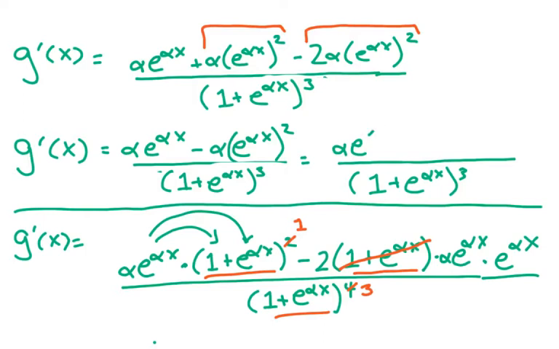Factor out alpha e to the alpha x, and that will leave a 1 minus e to the alpha x. You multiply that back, and that all looks good. All right, so now we're ready to set this equal to 0 and see when it's maximized.